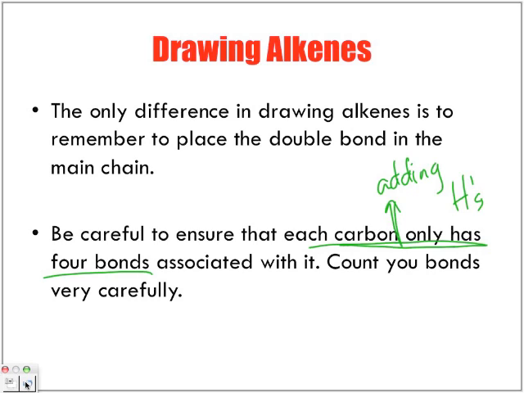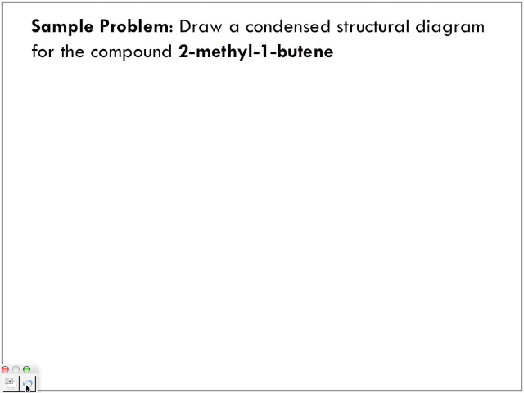So let's look at a practice problem. Draw a condensed structural diagram for the compound 2-methyl-1-butene. So, first thing, let's find the main chain. Butene. So based on, I guess, butane with a double bond, we know monkeys eat peeled bananas. 4 carbons. 1, 2, 3, 4.